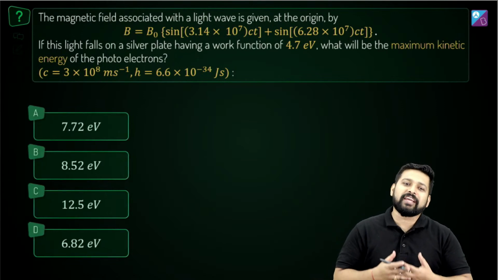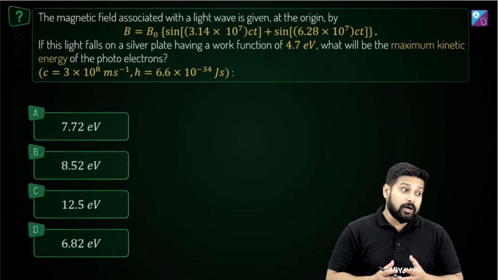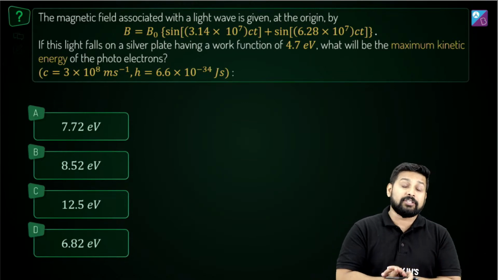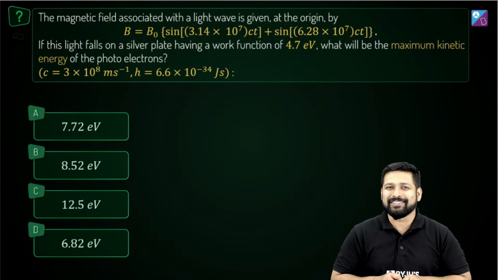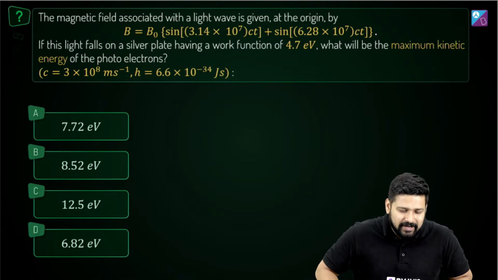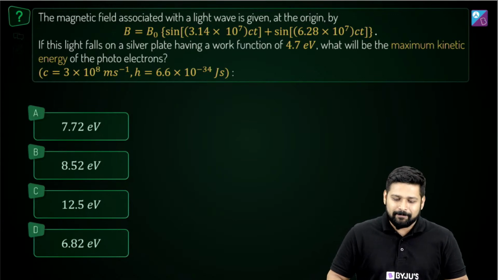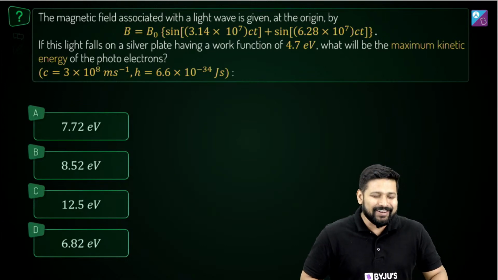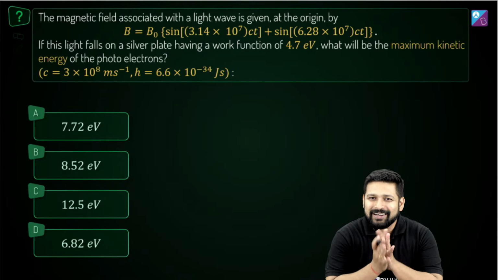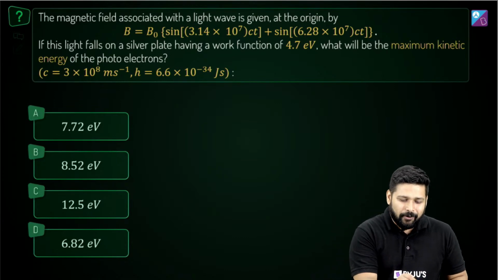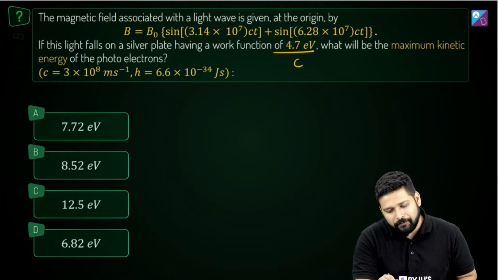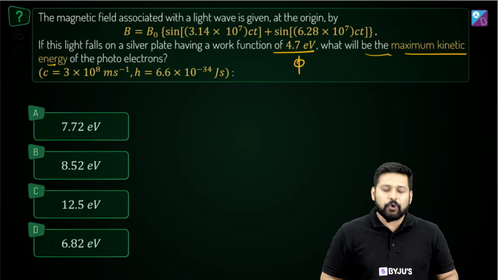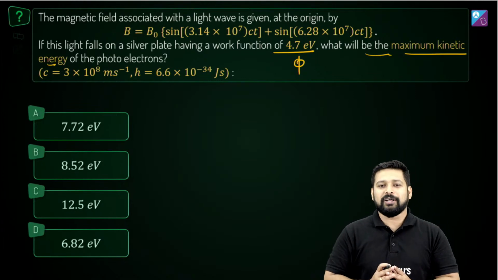So you saw that energy can be given in different ways. They can give you the energy in terms of an expression in terms of sinusoidal wave, and in the last case it was given in terms of electric field. What about this one? The question says the magnetic field associated with light wave is given at the origin by B is equal to B naught, and this expression which I am not going to read again. So now they have given you an expression in terms of what? In terms of magnetic field. If this light falls on a silver plate having a work function, see, work function is given again, what will be the maximum kinetic energy of the photoelectrons? KE max is what is asked.